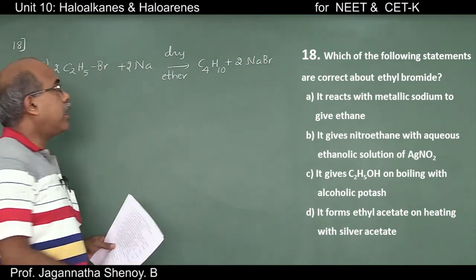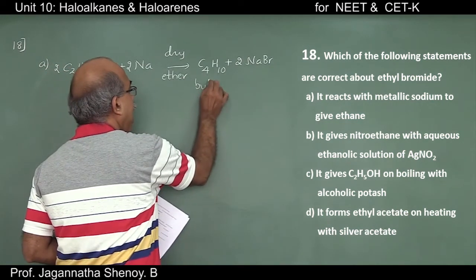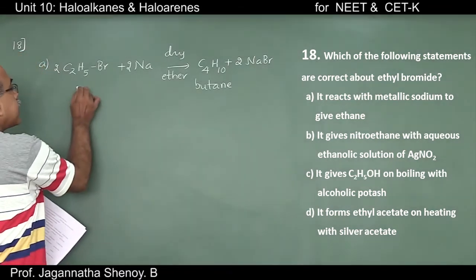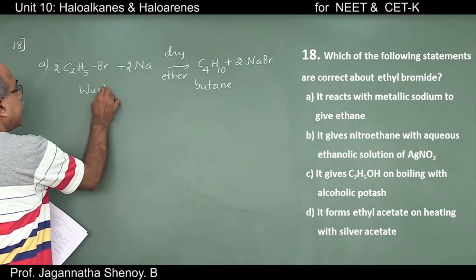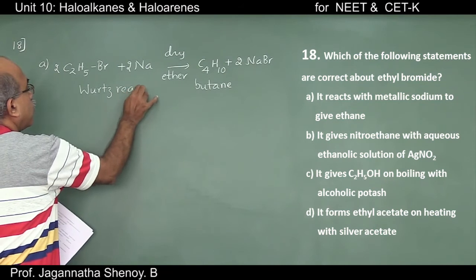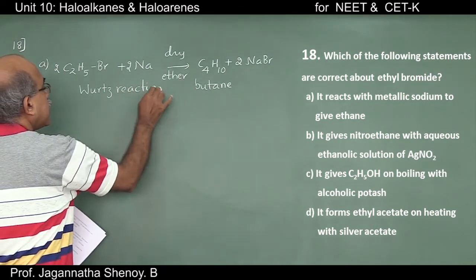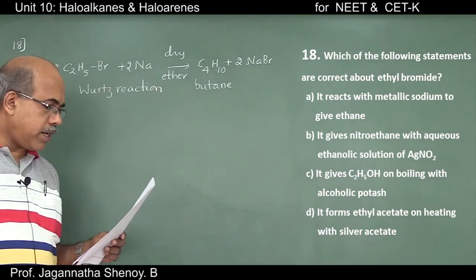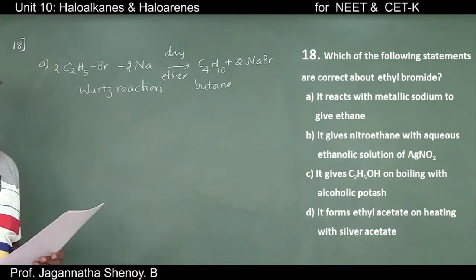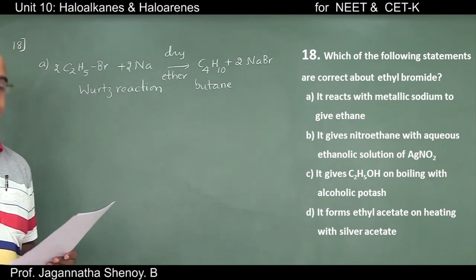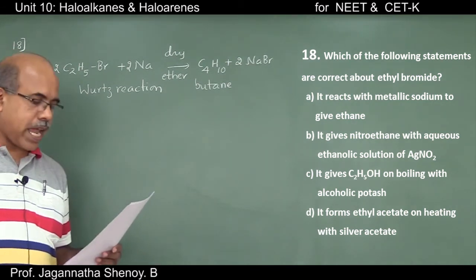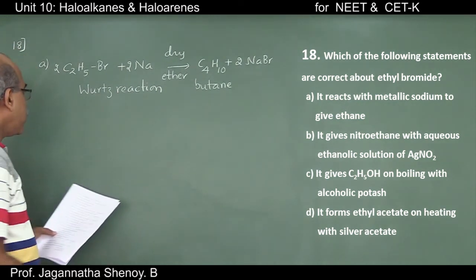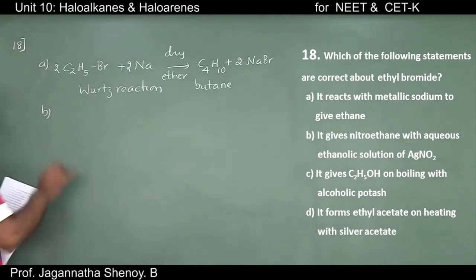What is obtained here is butane, and this reaction is a named reaction. It is called Wurtz reaction. So what should be the product formed in this case? It has to be butane. What is the statement here? Metallic sodium to give ethane. So product should be butane. So statement A is incorrect. I'll move over to the second statement.